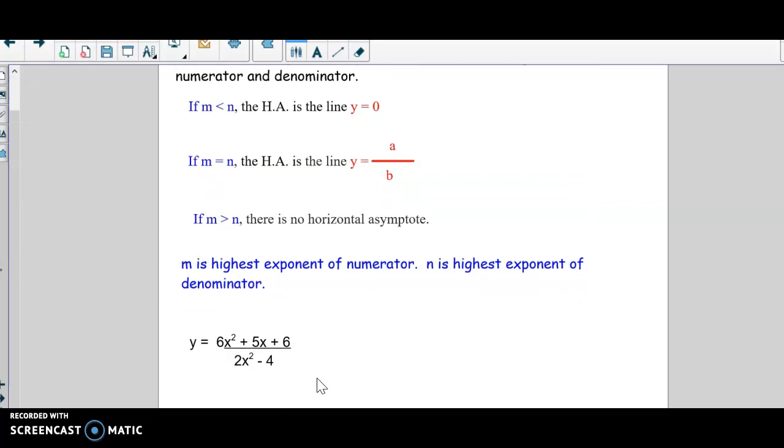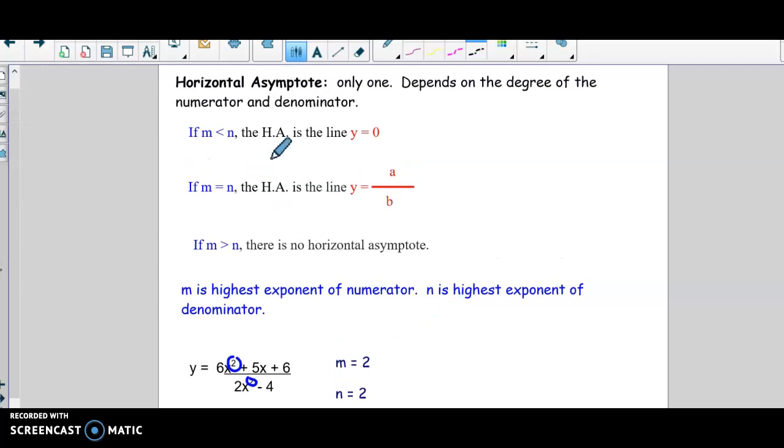So in this little example, to make this as clear as possible, M would be 2, and N would also be 2. Again, those come from our highest exponents. So here's an exponent of 2, there's an exponent of 2. Once you find your highest exponents, then you look at this chart.